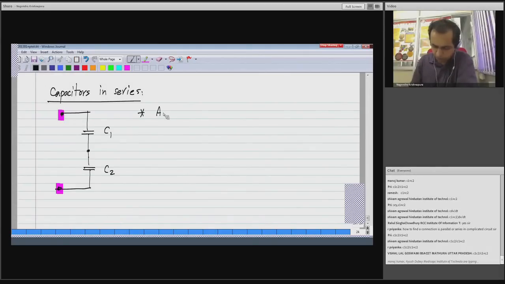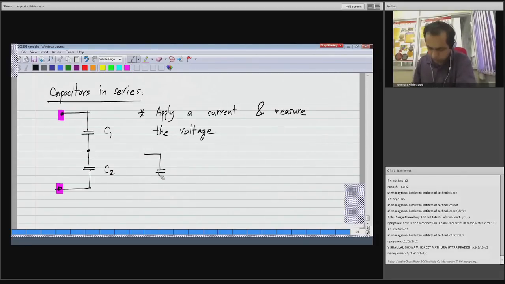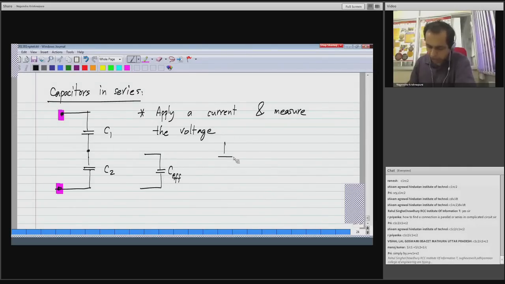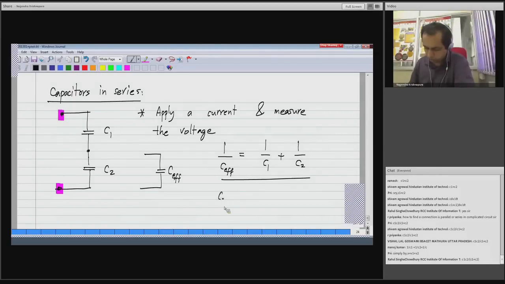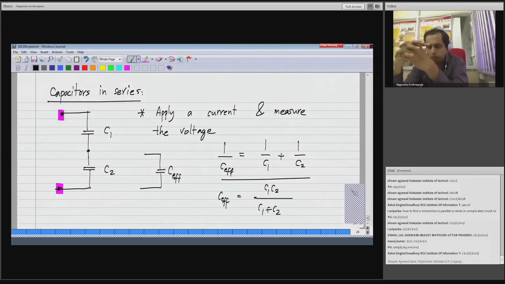You apply a current and measure the voltage. The result turns out to be a single capacitance C effective, and 1 over C effective will be 1 over C1 plus 1 over C2. Or for two capacitors you can use this formula: C1 C2 by C1 plus C2. So a parallel combination of capacitors gives you the sum of capacitances. A series combination of capacitors gives a formula similar to that of resistances in parallel. The reciprocal of the total capacitance will be equal to the sum of reciprocals of individual capacitances when you connect capacitors in series.